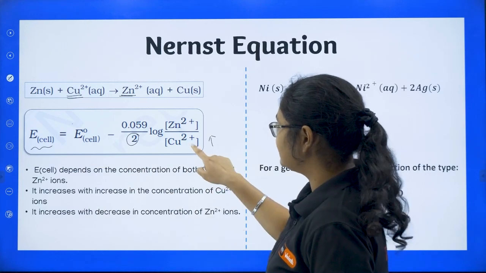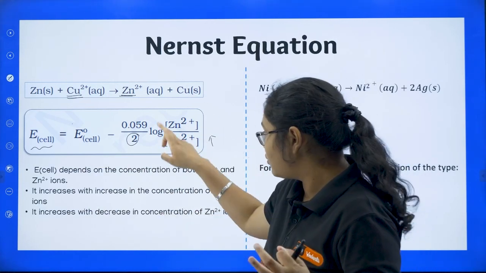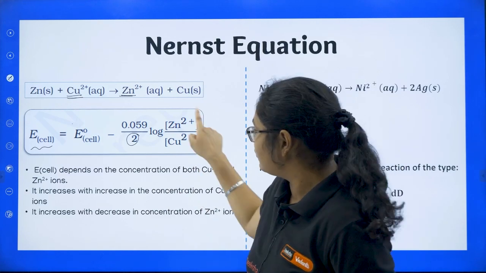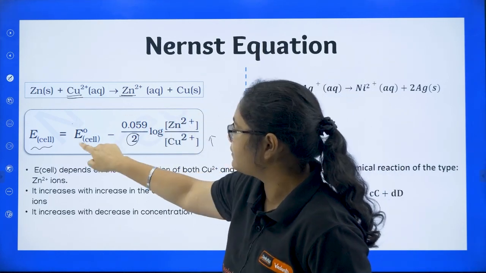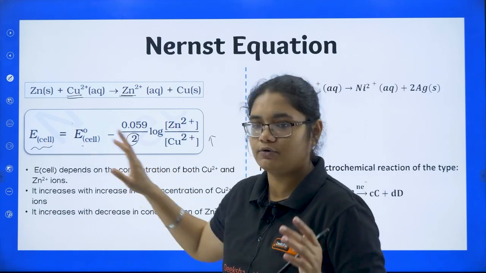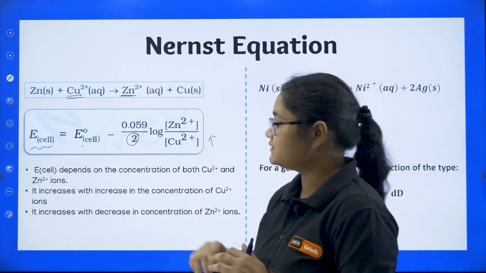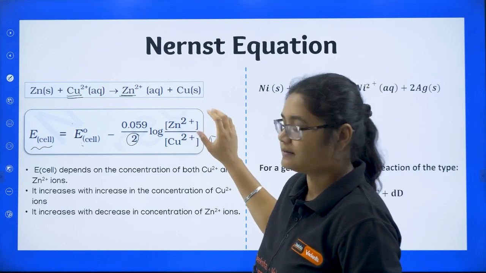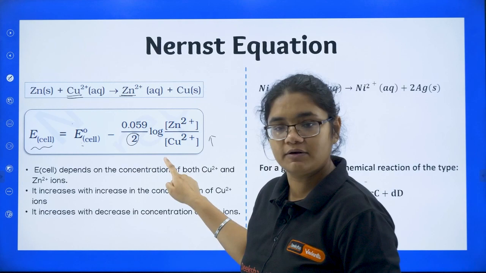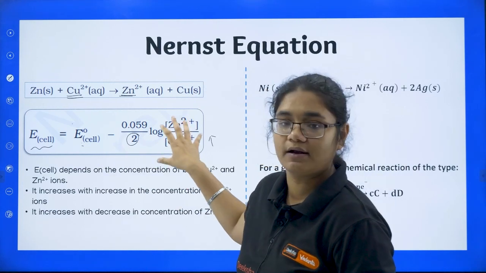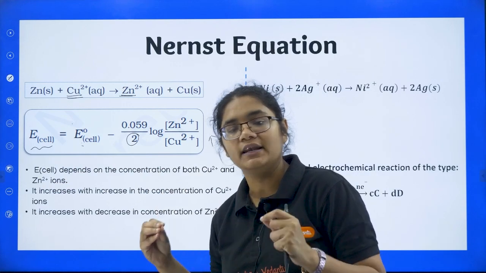Just once again you can listen: when you are increasing the concentration, when the denominator is increasing, the whole fraction will decrease and overall this number will become a smaller number. I am subtracting a smaller number from E naught of the cell, so this value will be increasing. If you are increasing the Zn2+ value, that means this fraction value will increase. As a result, a bigger number will be there and you are going to subtract a bigger number from E naught of the cell, as a result of which the E of the cell will decrease.